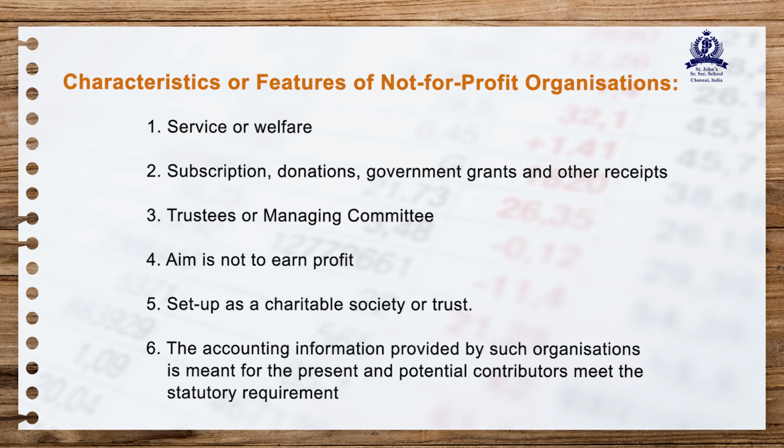These organizations are a separate legal entity. They are not owned by any individual or enterprise, but are managed by a group of trustees or a managing committee. Its main aim is welfare, not to earn profit. It is set up as a charitable society or a charitable trust. The accounting information is provided for their present and potential contributors, so there is clean transparency of their accounts. It is maintained so that everyone who has made a donation or subscription has clear transparency of accounts, so that they are aware that their money is being put to the best use and used optimally to serve the affected communities.